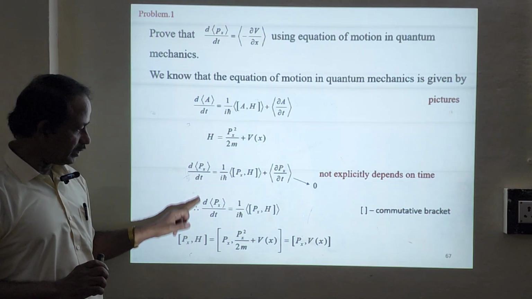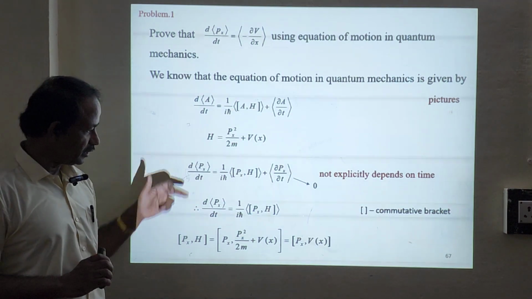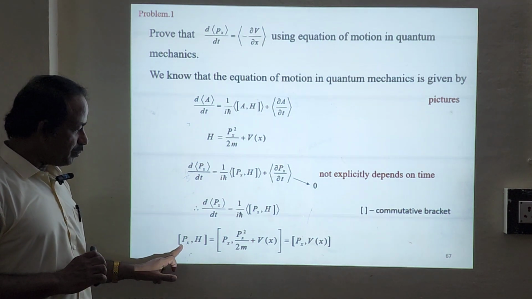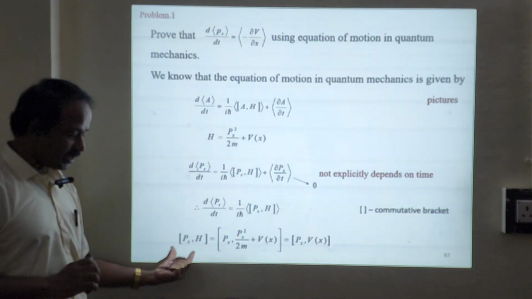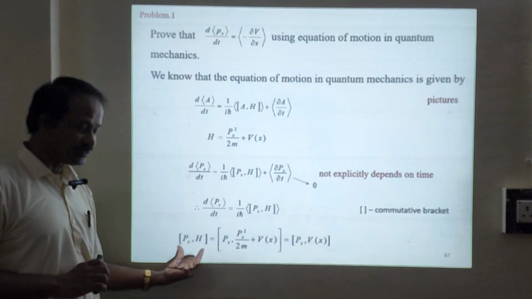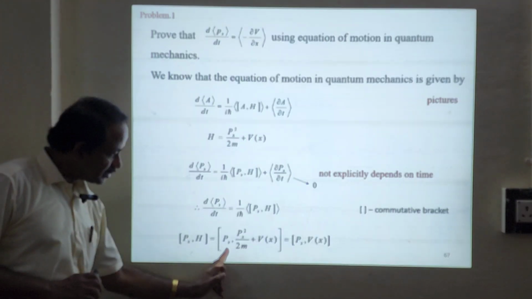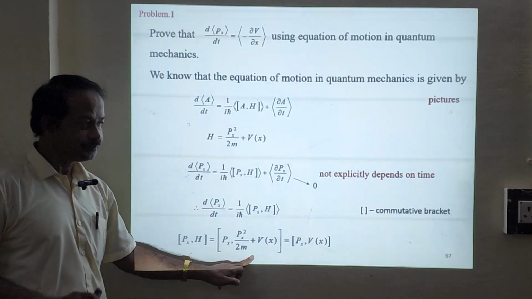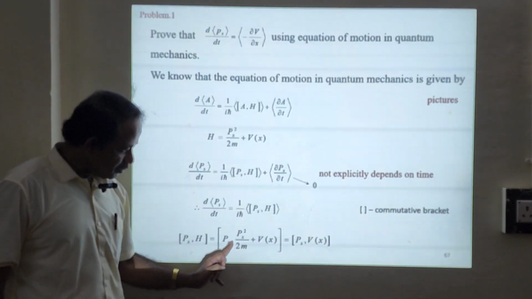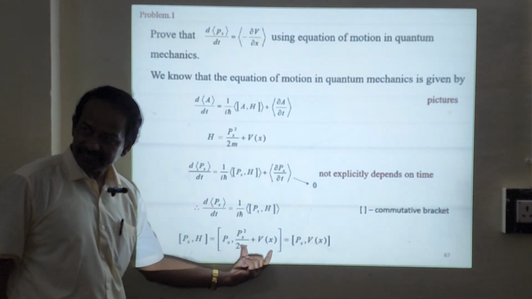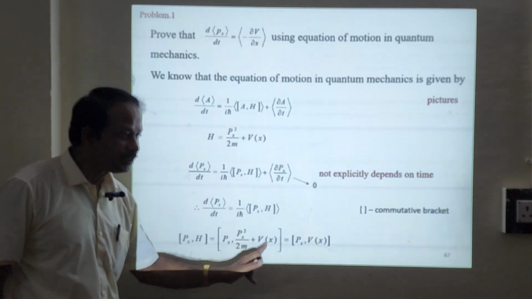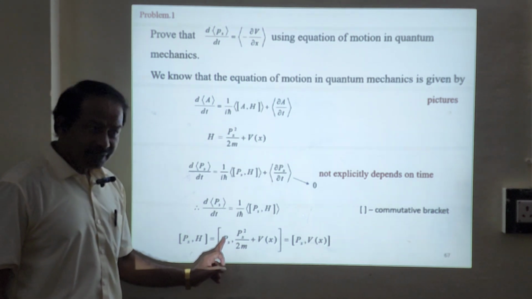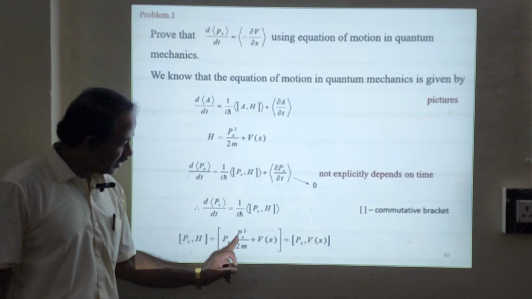So we can write this equation. Take the commutator bracket of px with H. Your px is written like this, and the Hamiltonian is written like this. Correct? Now [px, px²/2m + V(x)]. So you have [A, B], but here px is there.